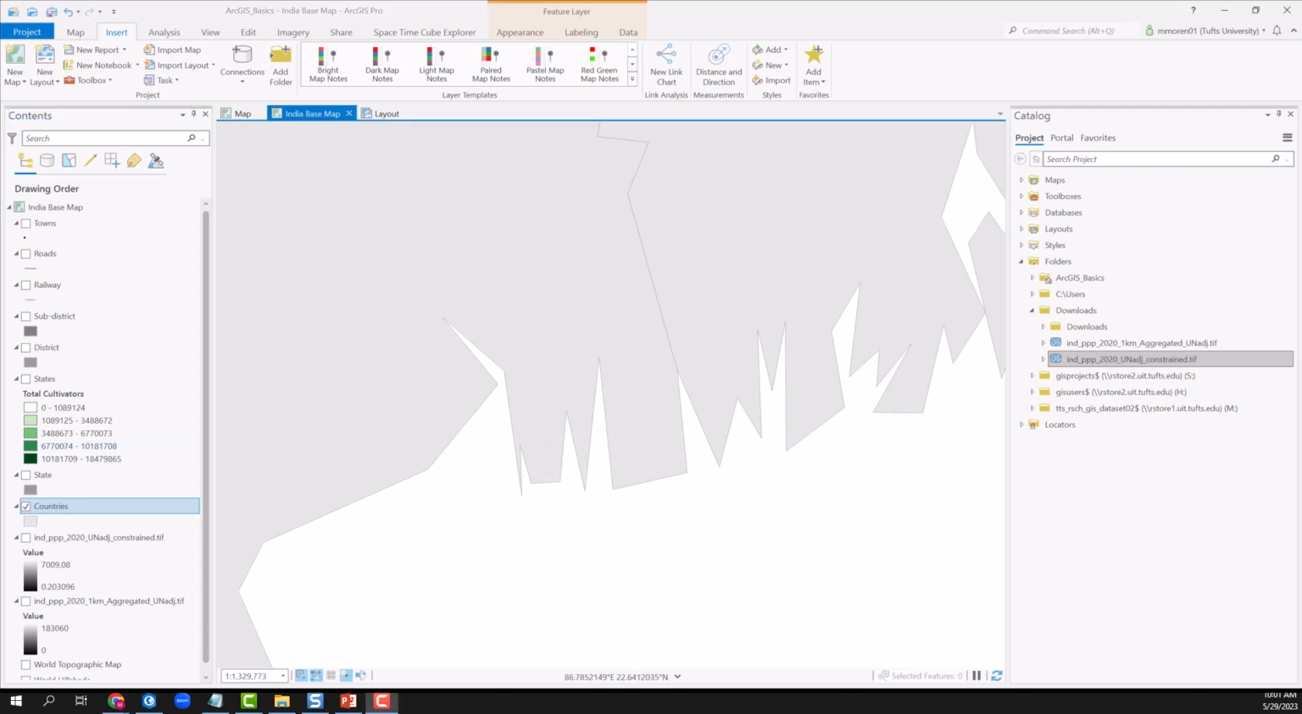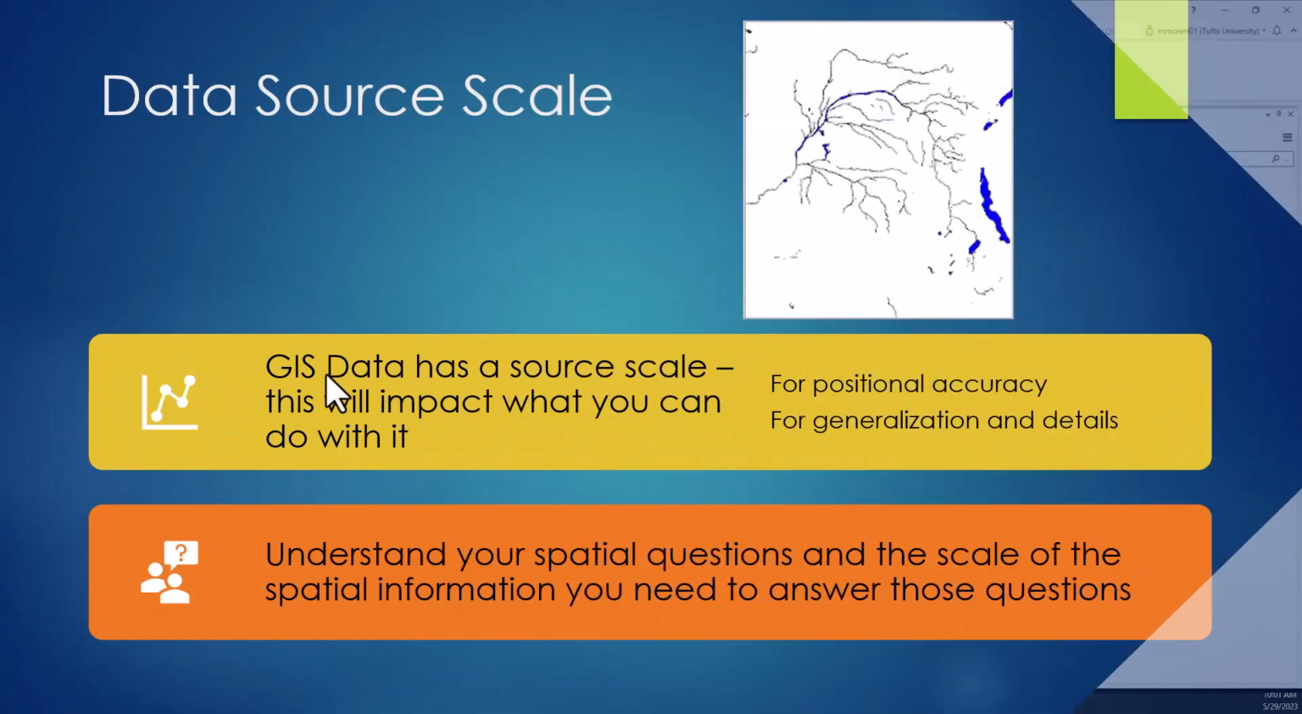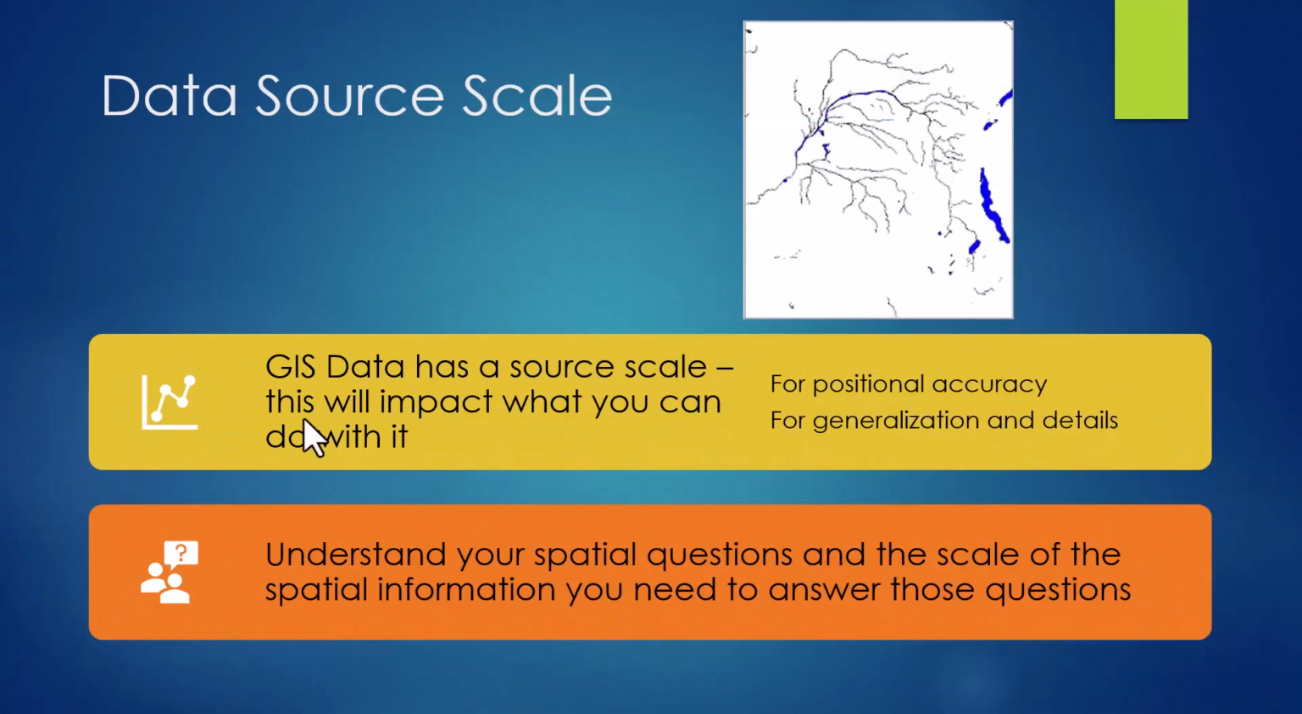So now you can see how data source scale affects representation. The larger the scale of the map, the better the features that can be detailed. So the GIS data has a source scale. This will impact what you can do with it. And it is important then to understand the spatial questions and the scale of the spatial information that you will be using to answer those questions.